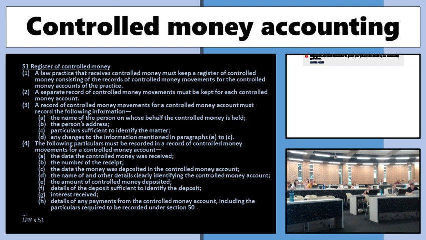Now, if you think about it, though, each controlled money account is the equivalent of just one ledger. So if we think about when we're doing stuff in the general trust account, we've got multiple ledgers with multiple client matters. Here, we've got one client matter.